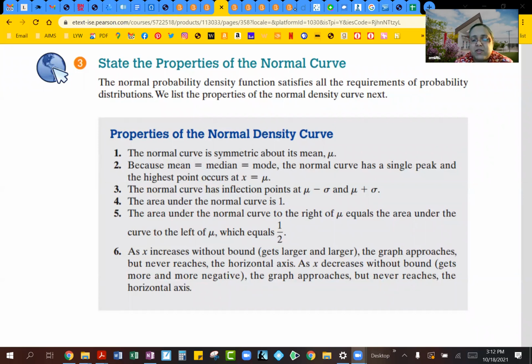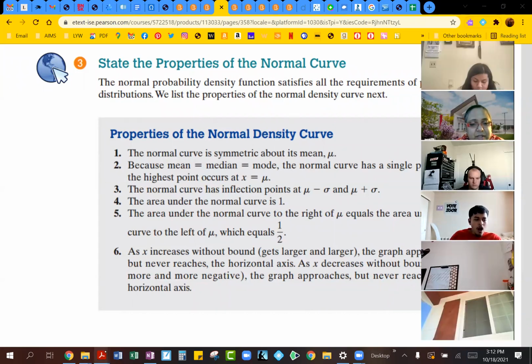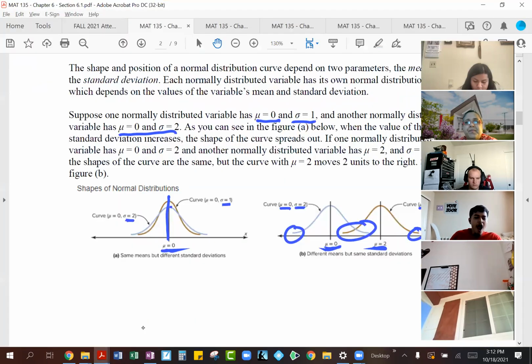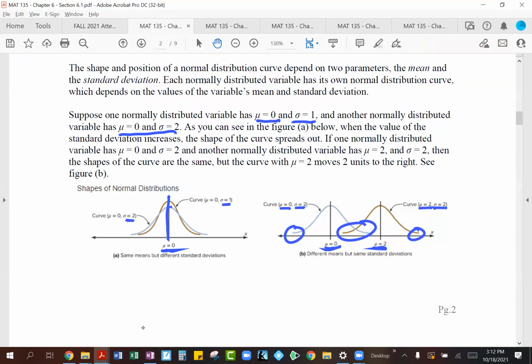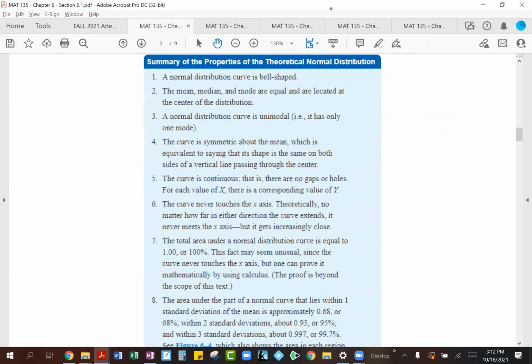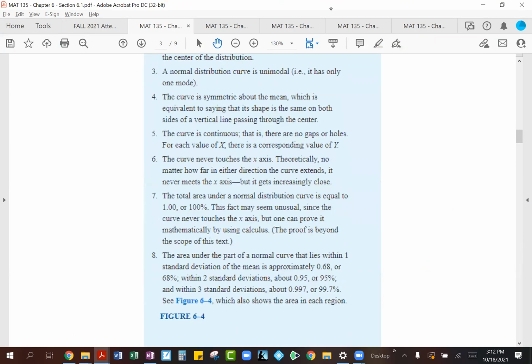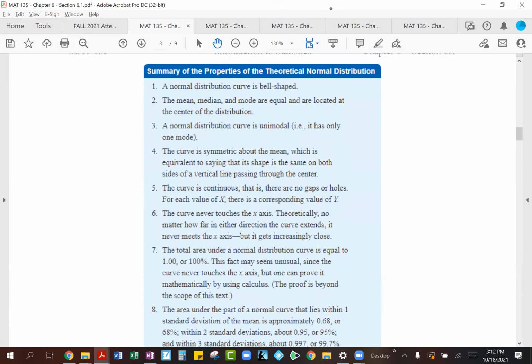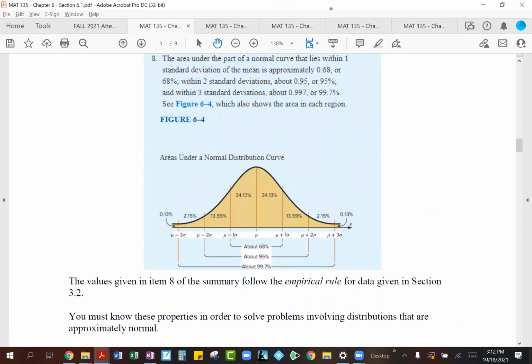So just something to think about as you're going through these sections, okay? They're also listing pretty much those same properties over here. So you can, again, read those here in your handout as well.